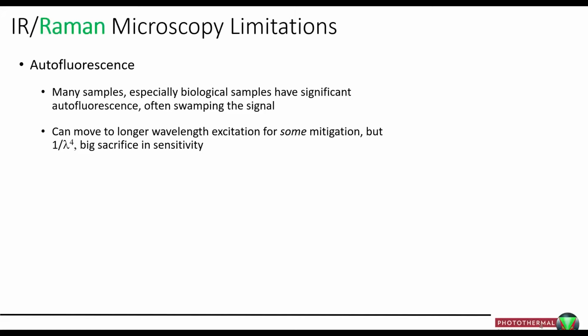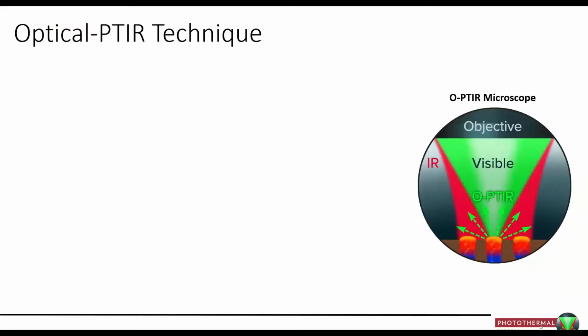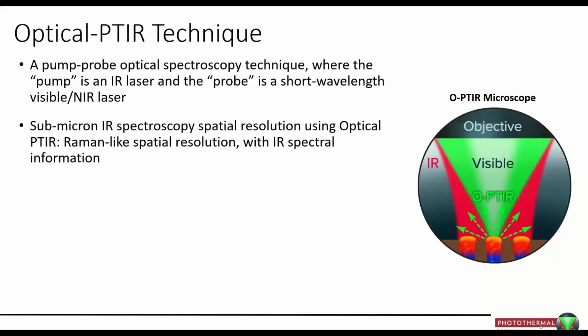When it comes to Raman, most of you are Raman, it's probably less IR people here, but autofluorescence is the number one enemy. Of course, we can go to longer wavelengths, but you take a massive hit in sensitivity, on top of the already limited sensitivity. There's photodamage, phototoxicity to living samples. So a few issues there as well. With OPTIR, we've overcome virtually all of those. But what is it? How does it work? We can describe it as a pump-probe optical spectroscopy technique. The pump is the infrared laser, and the probe is a visible laser.